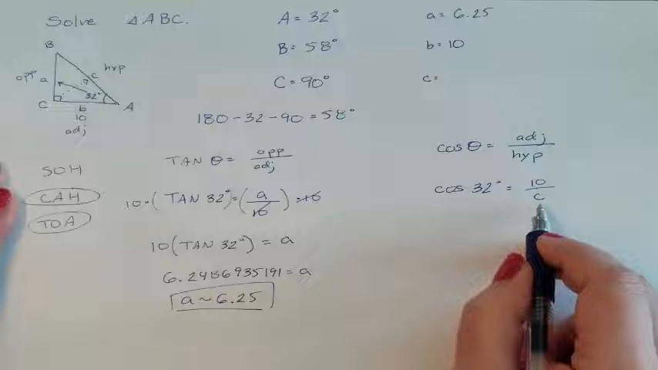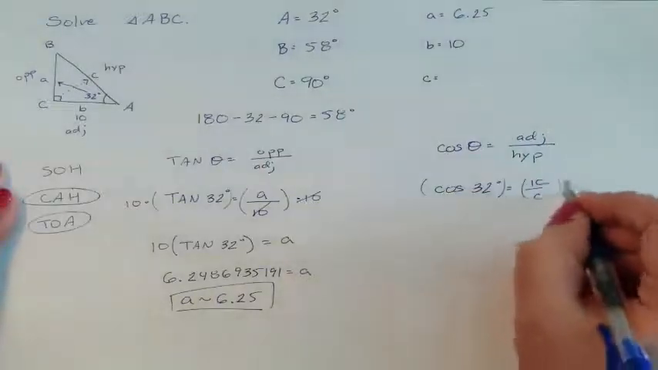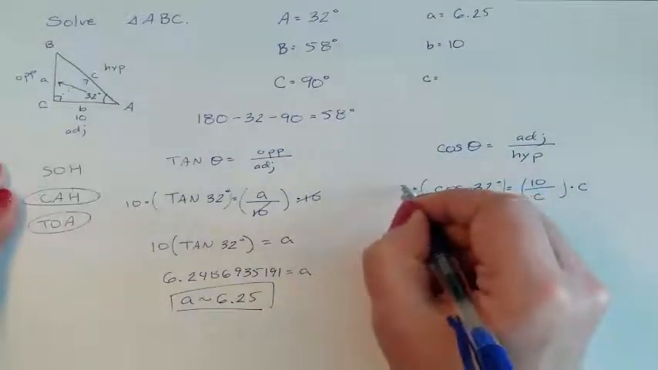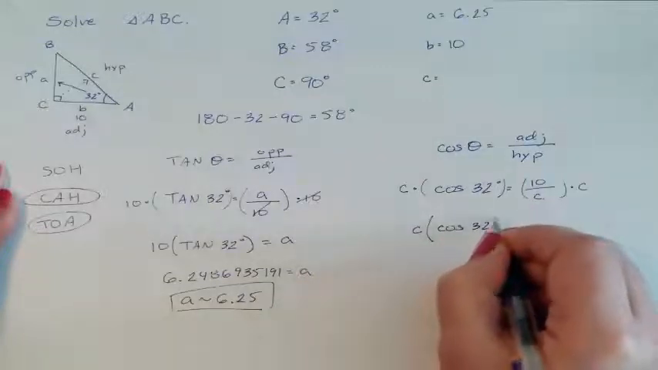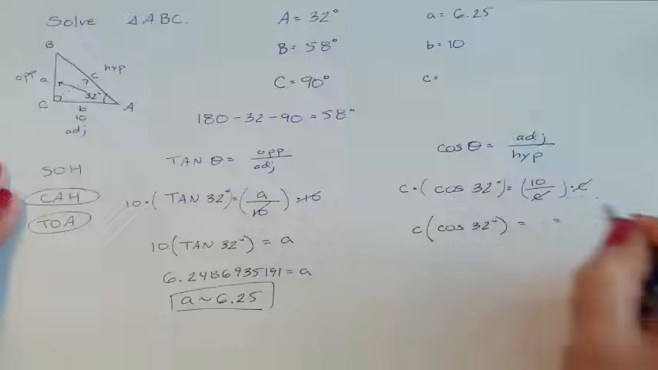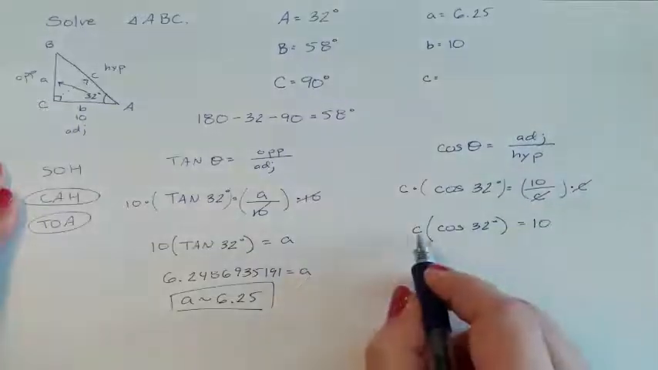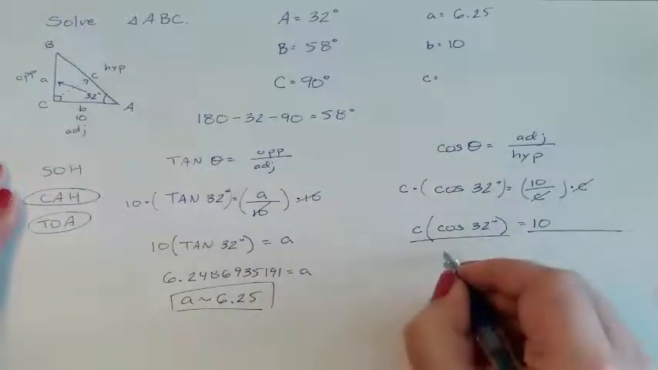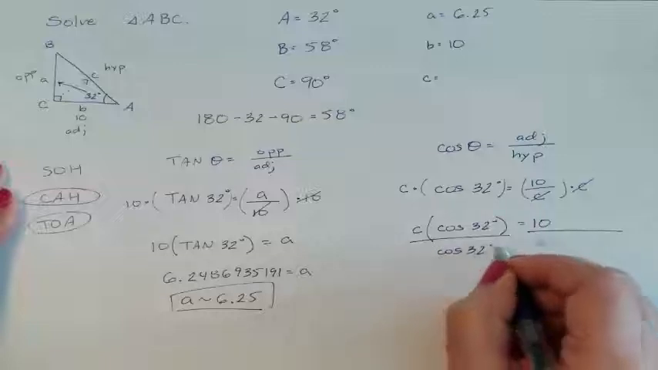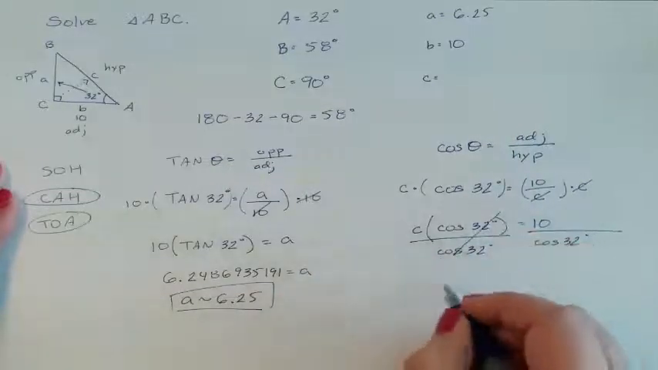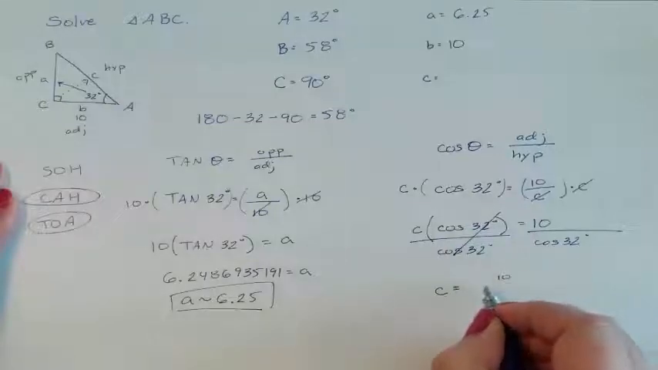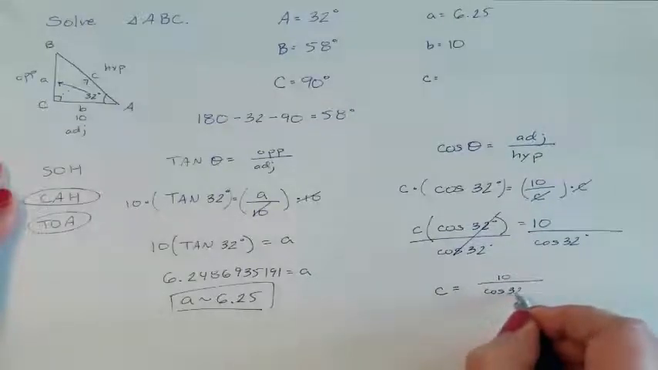It can't be in the denominator, so I need to multiply both sides by C to get it out of the denominator. So I have C being multiplied by cosine of 32 degrees equaling C divided by C is 1, so this is just 10. C needs to be by itself. So I'm going to divide both sides by cosine of 32 degrees. Cosine 32 degrees divided by cosine of 32 degrees is 1. So I have C being 10 divided by cosine of 32 degrees.